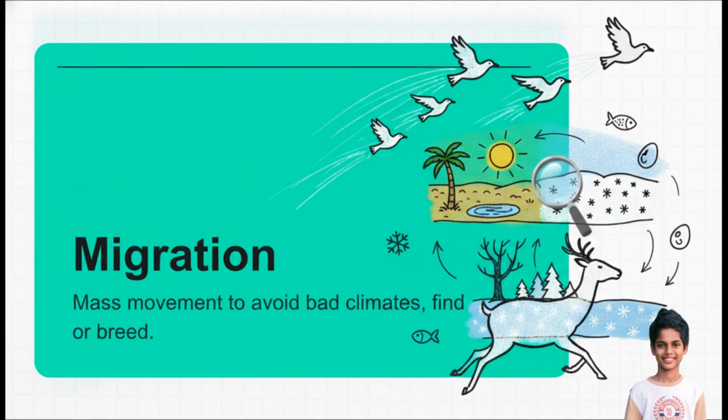Think of it as nature's way of taking a necessary, urgent vacation when things get just a bit too tough. They migrate to avoid seasonal changes, escape unfavorable climates, find food, or breed. And the absolute best part, they always fly or walk back to their native home once those favorable conditions return.